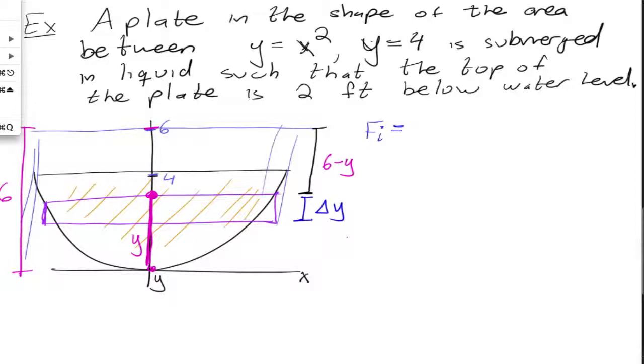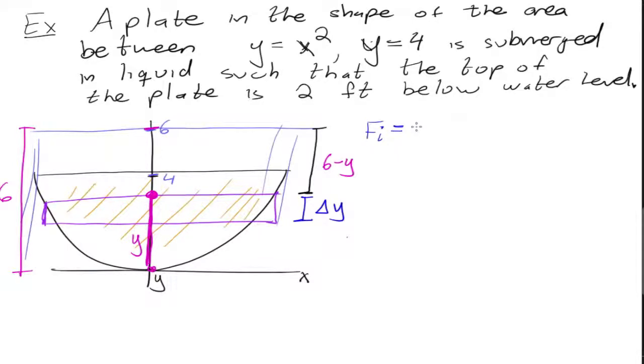Yeah? Why isn't the depth just 6? Because you have the bottom of the plane at the bottom of the function. Right, but 6 is the depth only of the bottom of the plate. But you want the depth at any slice, right? So this is just a random slice that I chose.